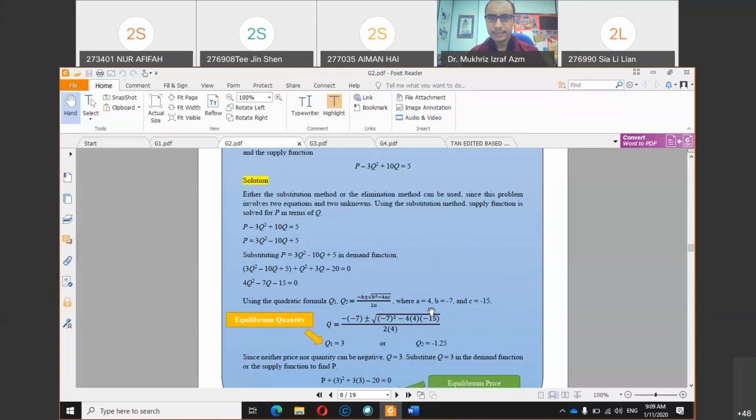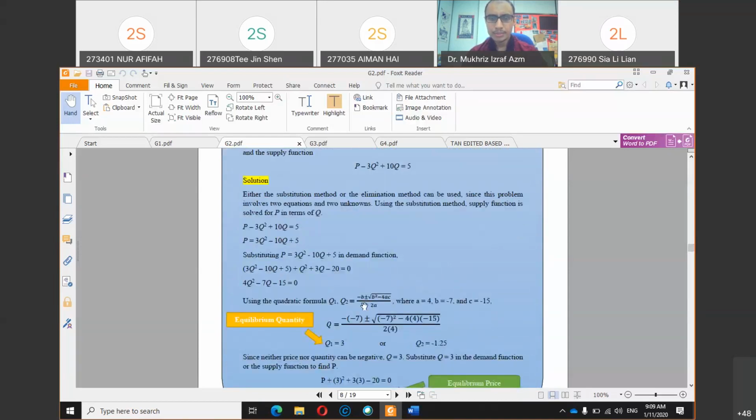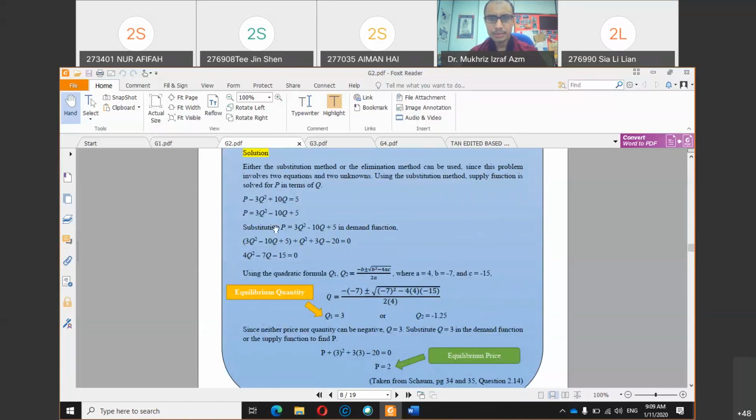This example is just a simple demand and supply, QD equals QS, but both of the equations are quadratic in nature. So you solve the functions, demand equals supply, and you get this equation here. Then you factorize, pemfaktoran, to determine what the quantity Q is.